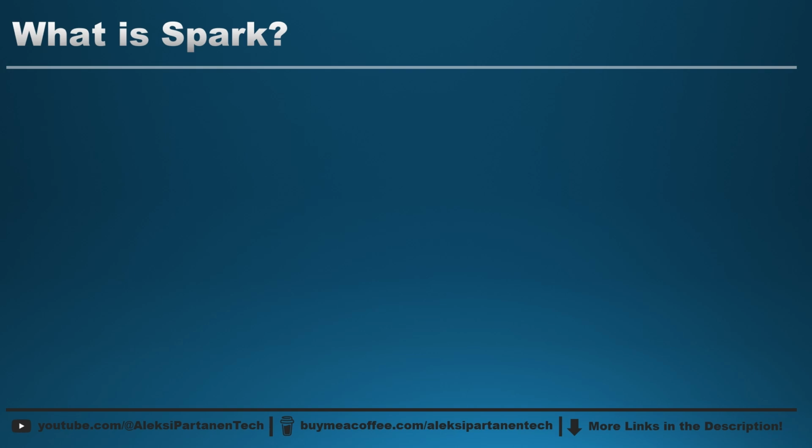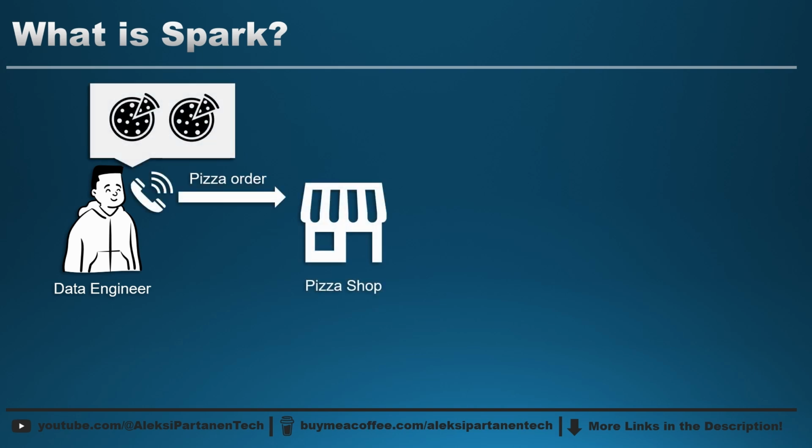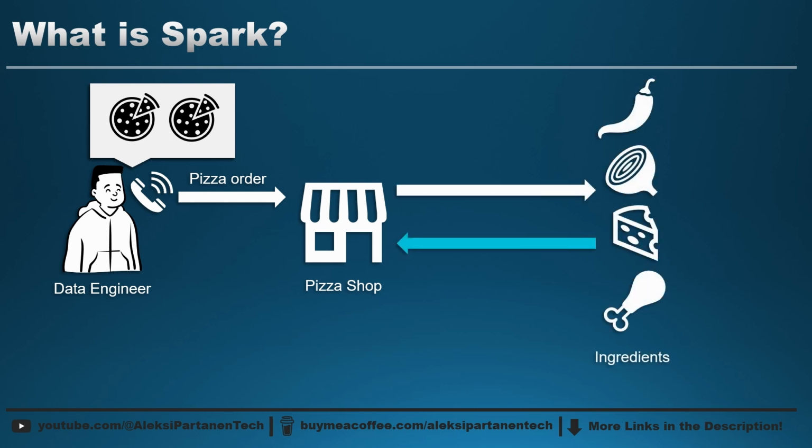So in this example we have a data engineer who has been building data pipelines in Microsoft Fabric all day, and he would like to order 2 pizzas from a pizza shop. So he decides to call there by phone and order those 2 pizzas. Then that pizza shop will use some ingredients and make those pizzas and deliver them to our hungry data engineer here.